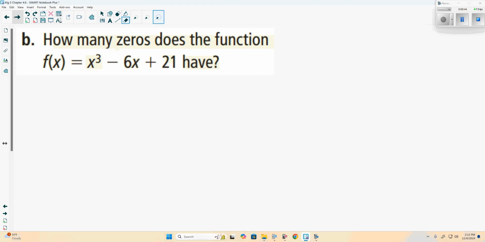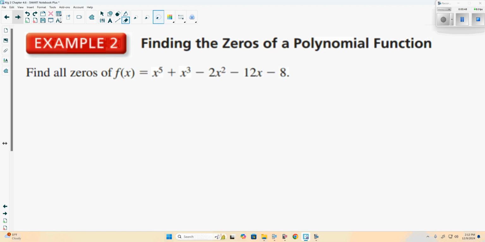3. 5. Well, here we have to slow down a bit because it doesn't ask us how many zeros, it asks us to find them. So here, we need to find the zeros. We need to find the solutions.